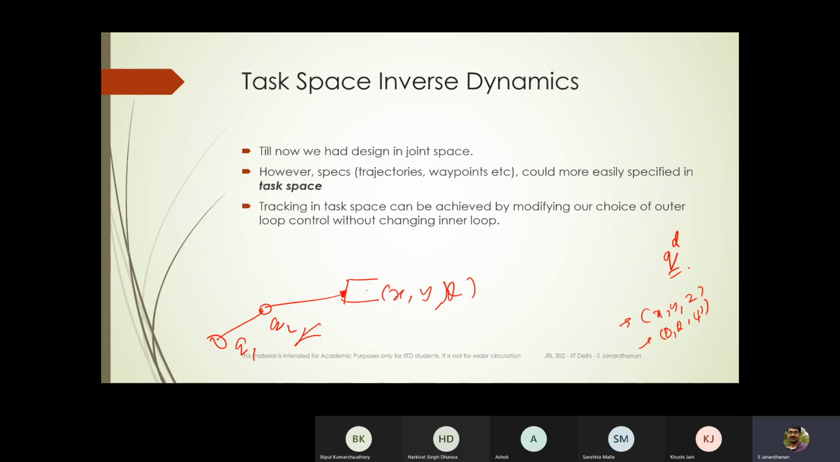So you have the homogeneous transformation to get from q to x, y, theta.